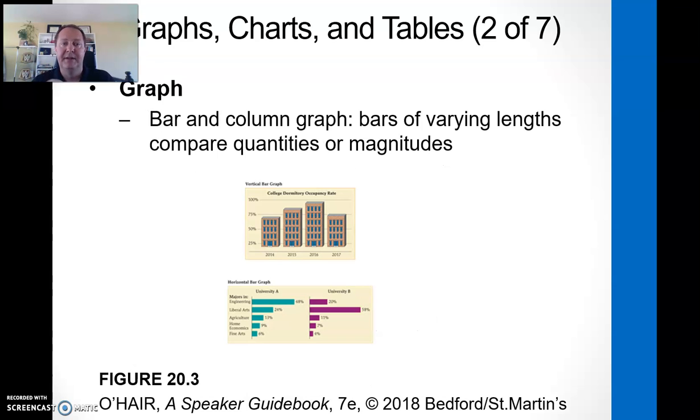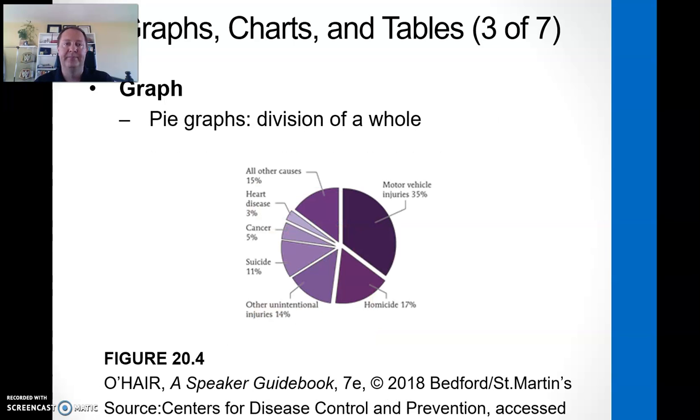Graph, same thing. You have a bar and column graph. The bar is in here and the column is here. Bars of varying lengths compare quantities or magnitudes. Okay, here's a pie graph, which shows the divisions of a whole. So all of these percentages here are all going to equal 100.